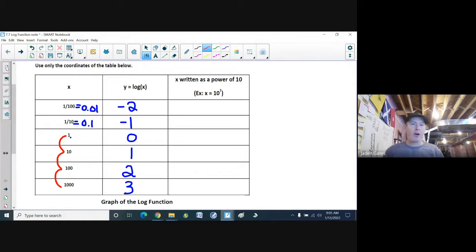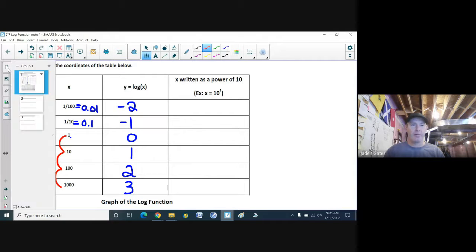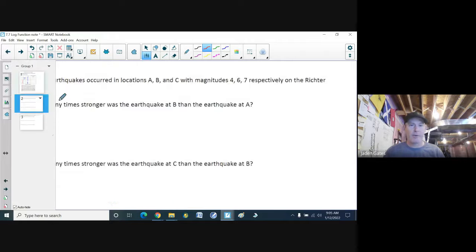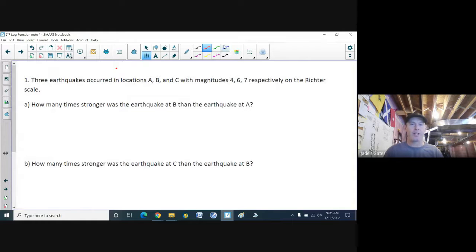All right, now, how do we use this in our daily life? Well, we'll get to how we might see it, or how it applies. To start off, example number 1 is we have 3 earthquakes that occurred in locations A, B, and C with magnitudes 4, 6, 7, respectively on the Richter scale. So A had a magnitude of 4, B a 6, and C a 7.